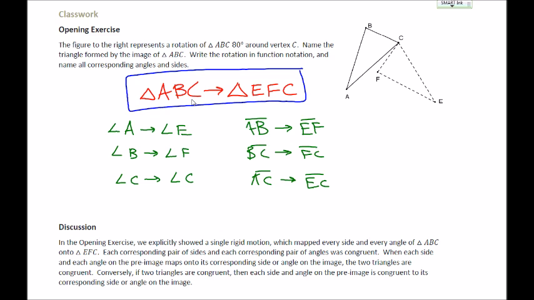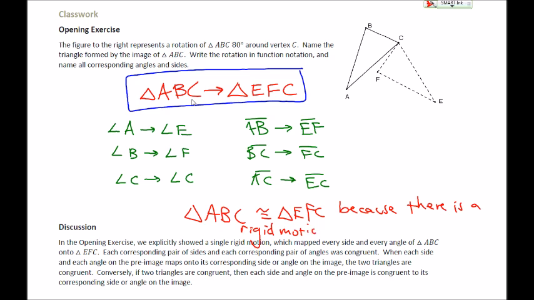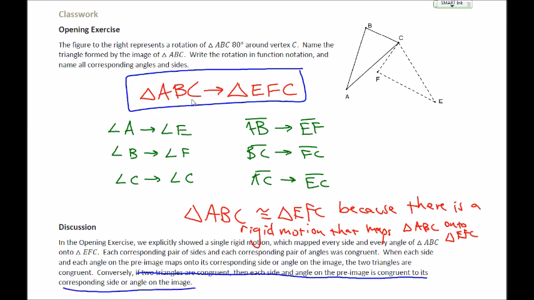Now, I can't help but point out that this is a rotation, which is a rigid motion, which means that ABC must be congruent to triangle EFC. And I'd write that like this: triangle ABC is congruent to triangle EFC, because there is a rigid motion that maps triangle ABC onto triangle EFC. Let me just point out that if two triangles are congruent, then each side and angle of the pre-image is congruent to the corresponding parts and angles in the image, which we saw in this example.